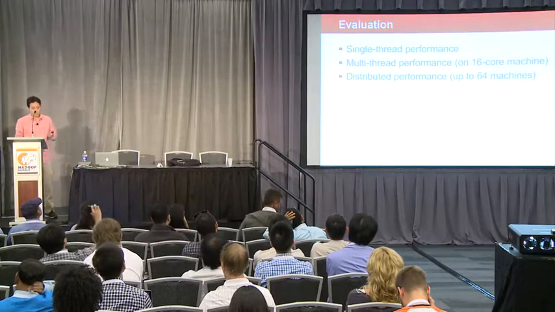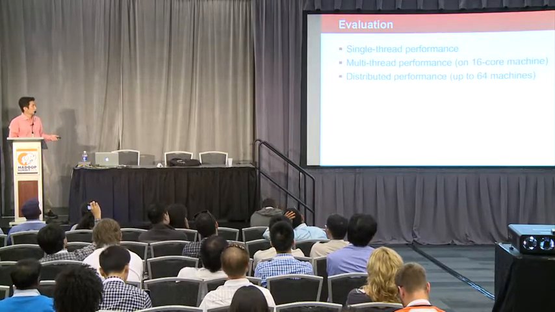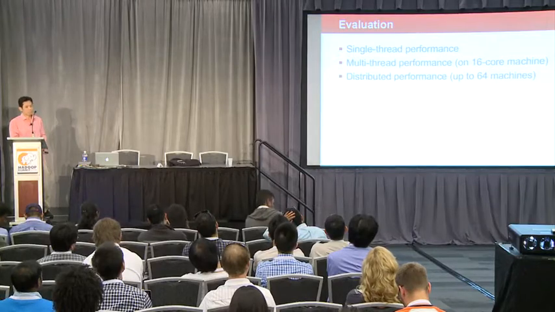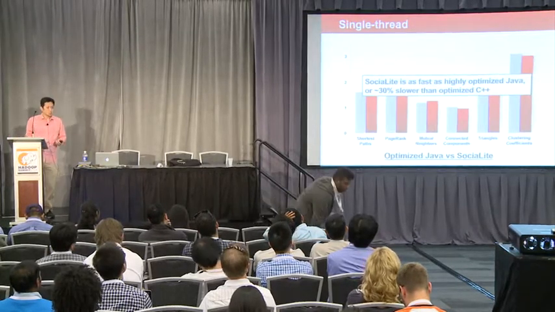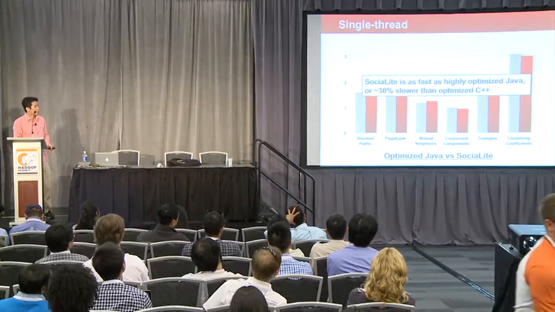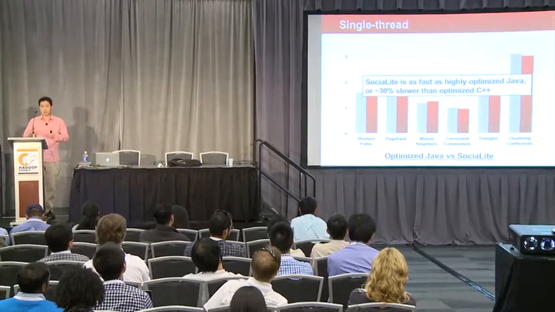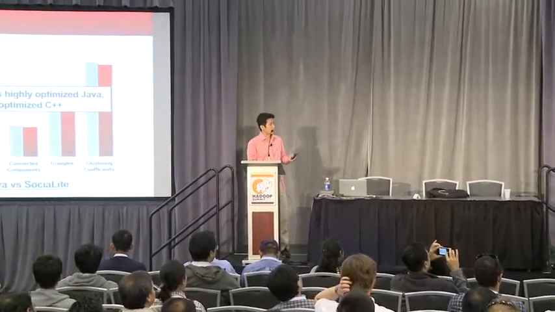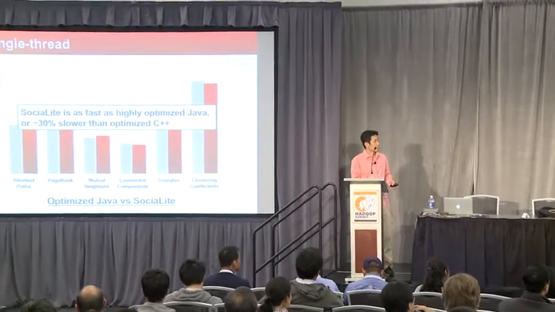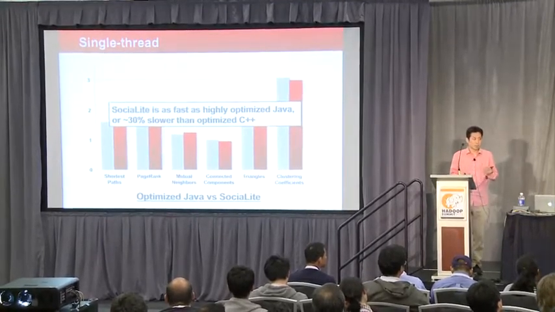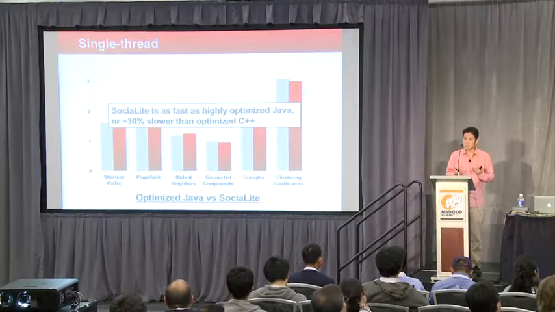Now let me give you some evaluation numbers. We did 3 sets of evaluation to evaluate single-thread performance, multi-thread performance, and distributed cluster performance. For the single-thread performance, we implemented 6 graph algorithms, including shortest path, PageRank, mutual neighbors, finding common neighbors for a given set of nodes, and a few others. We implemented these algorithms in Java and Python. The bottom line is that the SociaLite version is as fast as the highly optimized Java version, which is around 30% slower than the optimized C++ version. So this shows that SociaLite's single-thread performance is reasonably good.